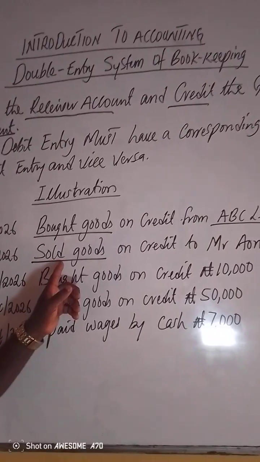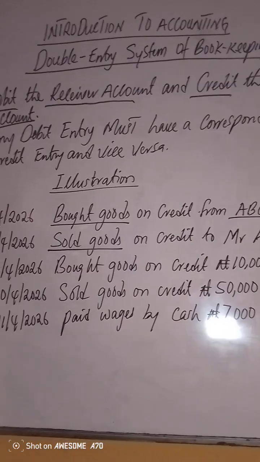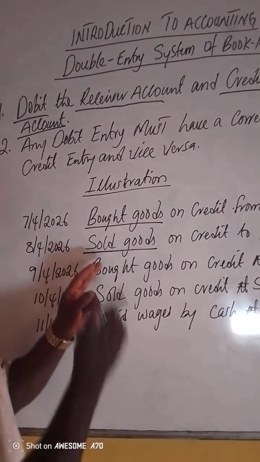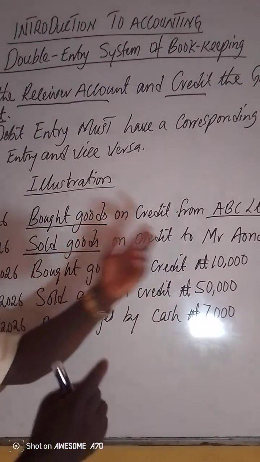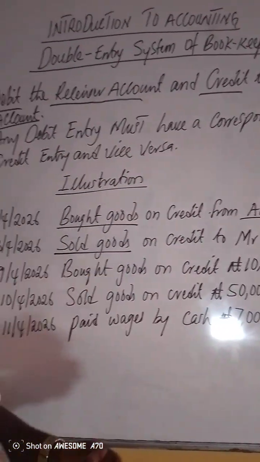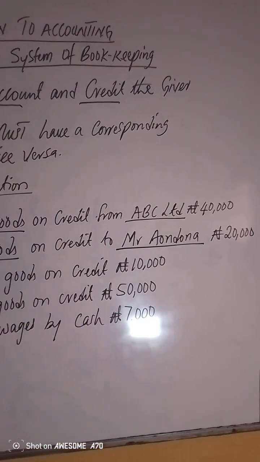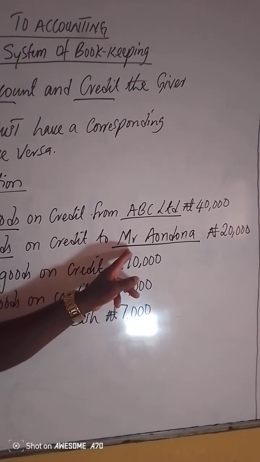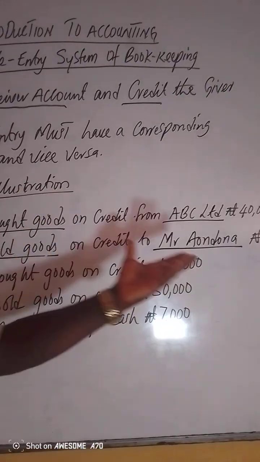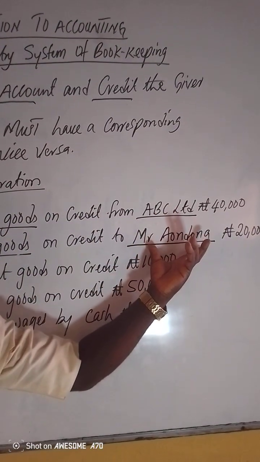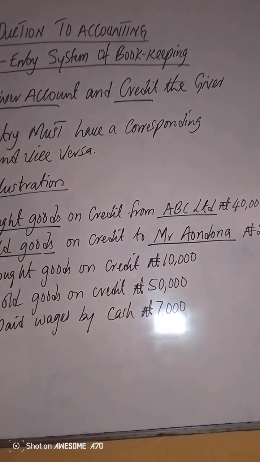Remember, the emphasis is for you to know the receiver account and the giver account in every transaction and every problem being solved. Here, sales is a giver account because the business is giving out sales. Giving out sales to whom? It's not giving out sales to receive cash, neither bank. So somebody is receiving the goods, and that is Mr. Onduna. Sales is giving, while Mr. Onduna is receiving the goods that have been given.